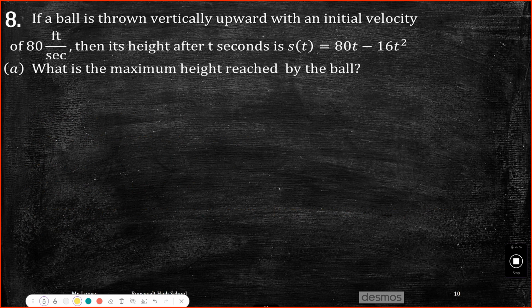Eight. Straight line motion again, straight up and down. If a ball is thrown vertically upward with an initial velocity of 80 feet per second, then its height after t seconds is this. What is the maximum height reached by the ball?